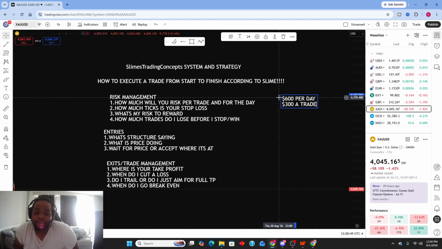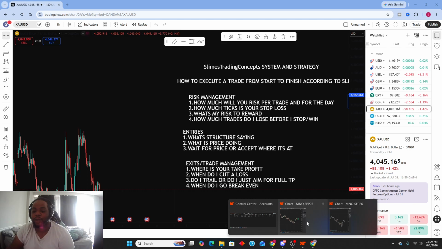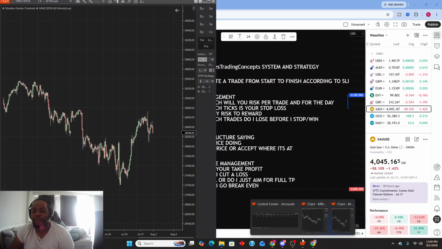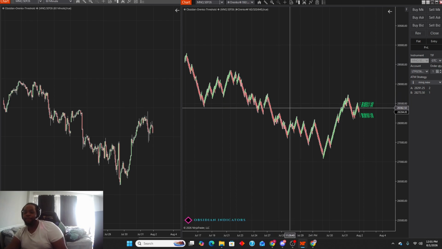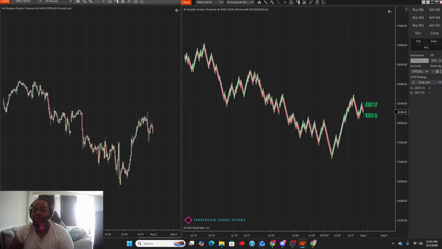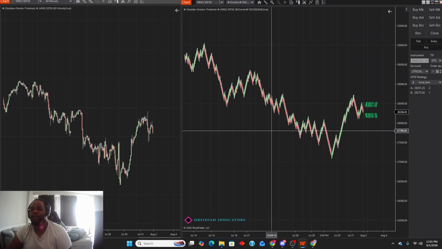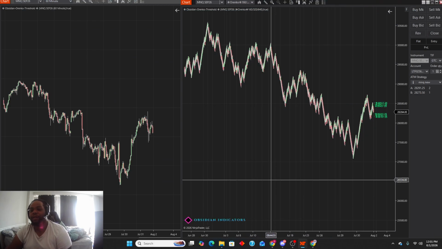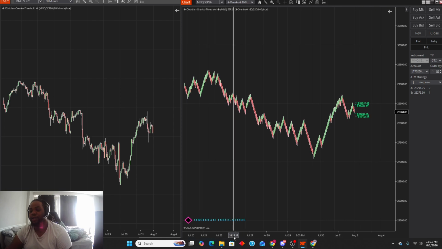Now, when it comes to entries and what structure is saying, that's the beginning. So we want to come over to here, which is my Renko charts, so you can kind of understand what I'm looking at. So when I'm asked what structure is saying when it comes to entries, you feel me? Let's find structure. Because I use Renkos, you're going to pay attention to the right side of the screen.